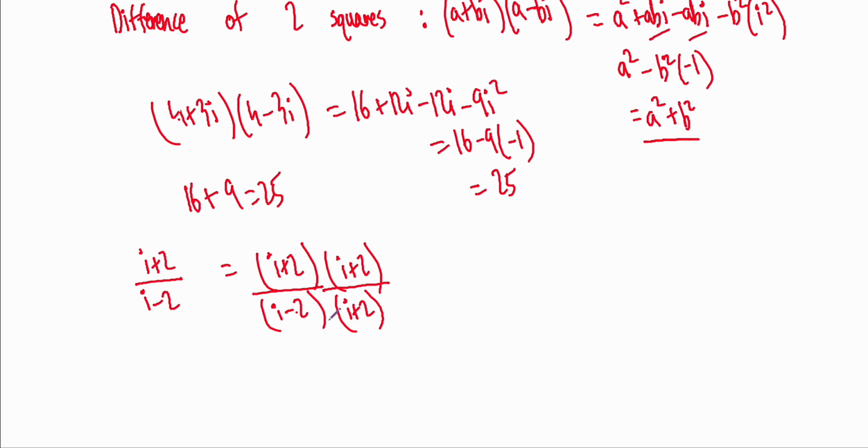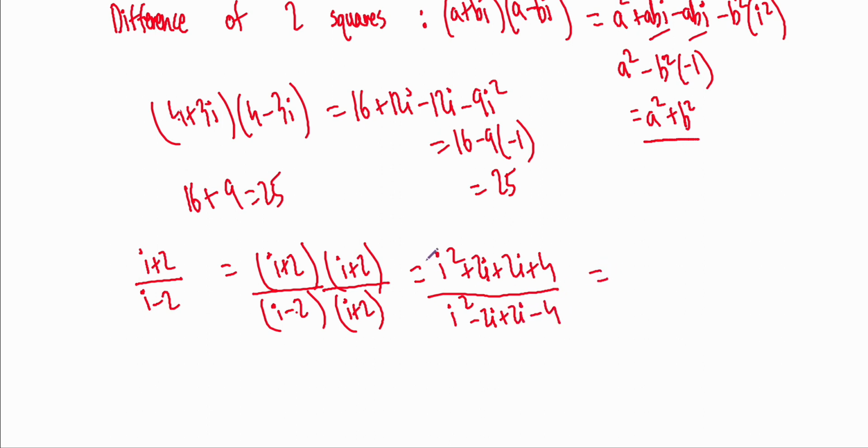Because look, it's a difference of two squares. It's i plus 2, i minus 2. It's a difference of two squares in terms of i instead of in terms of a and b. You'll see what I mean. Let's just do the thing. So we have i plus 2 times i plus 2. So we have i squared plus 2i plus 2i plus 4 divided by, and now we have i squared minus 2i plus 2i minus 4.